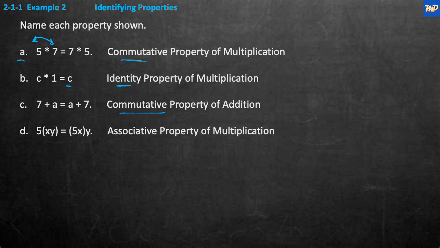And then lastly, D, 5 times the quantity x times y is equal to the quantity 5x times y. Well, what are they doing? We're grouping these differently, right? We're associating these numbers in a different order. And that takes us back to the associative property, the way we're associating them.